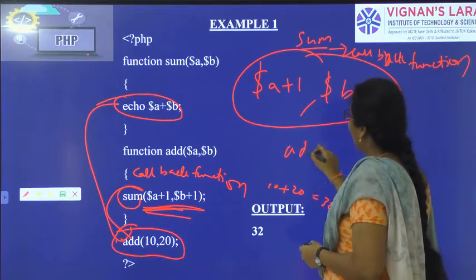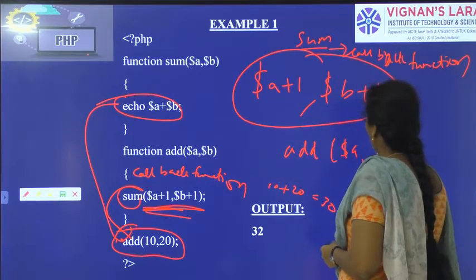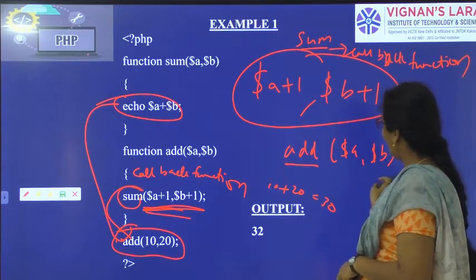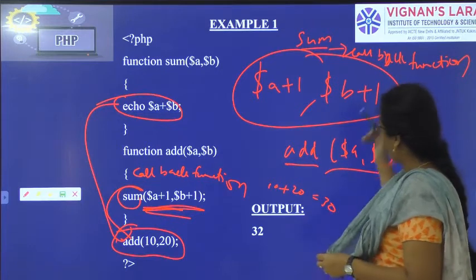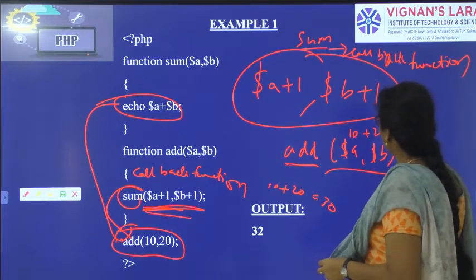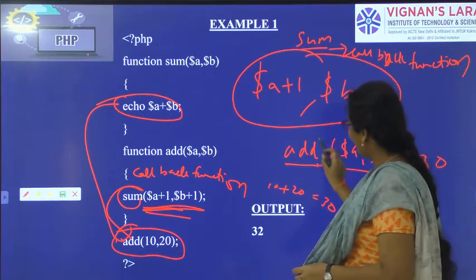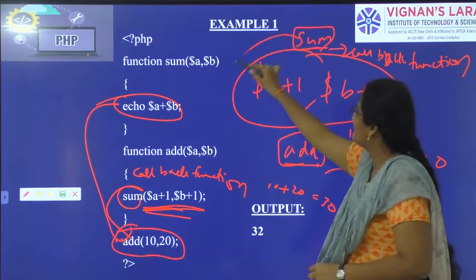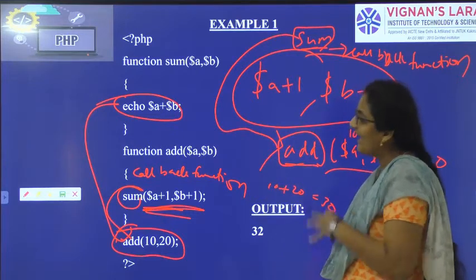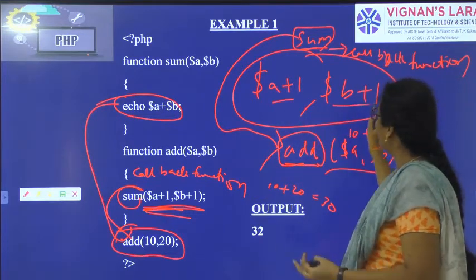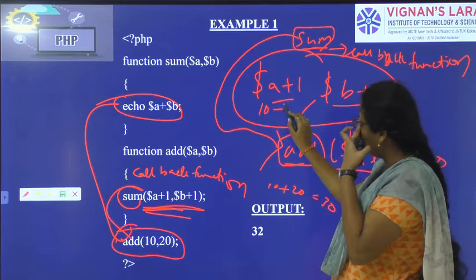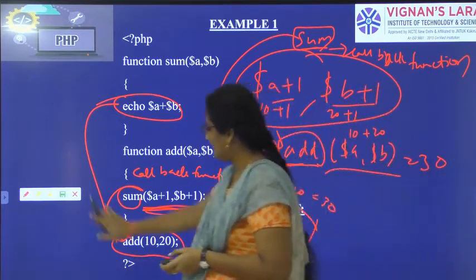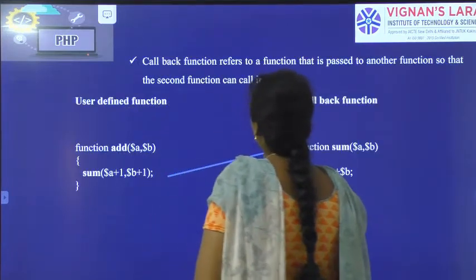So in the add we have $a, $b. Add is a function where we have the $a comma $b. So adding $a 10 plus 20, we should get output 30. But this add is a user defined function. Sum is a callback function. This callback function will again call back add. Then here a plus 1, b plus 1 we should do. Means 10 plus 1, 20 plus 1, where we get the output 32. So that is the difference.